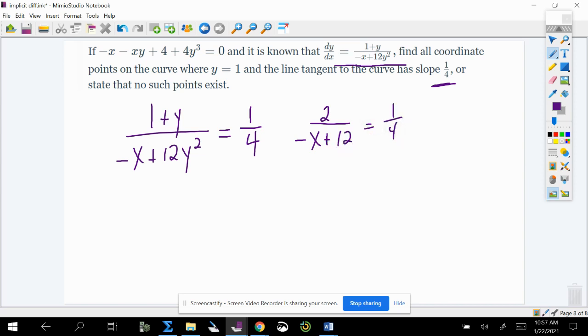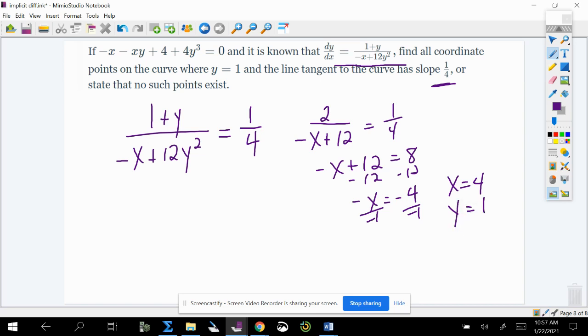So now you have to cross multiply. You've got to use a little bit of Algebra 1, Algebra 2 skills. So I'm going to cross multiply, I'm going to subtract 12, and I'm going to divide by a negative 1. So I get x equals 4. And it is possible to get more than one answer because it does say all coordinate points. So I have x equals 1 and x equals 4 and y equals 1.